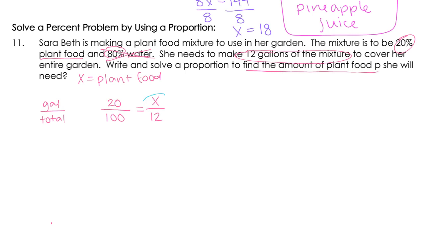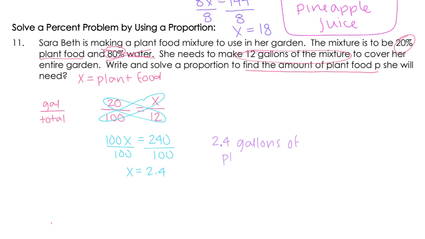So then from here, we would cross multiply. So I have 100 times x would give me 100x, and then equals 20 times 12 would give us 240. Then we're going to divide both sides by 100, and we end up with x equals 2.4. Now, again, with a word problem, we have to label our final answer. So then we would say that she needs 2.4 gallons of plant food.